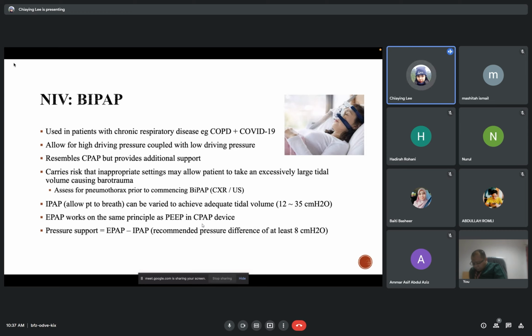Okay, so there are two things in BiPAP. One is inspiratory pressure and another is expiratory pressure. So we can calculate the pressure support as the inspiratory minus the expiratory. The recommended pressure difference would be at least 8 centimeters of pressure.